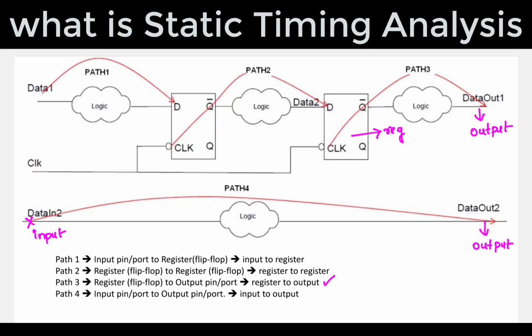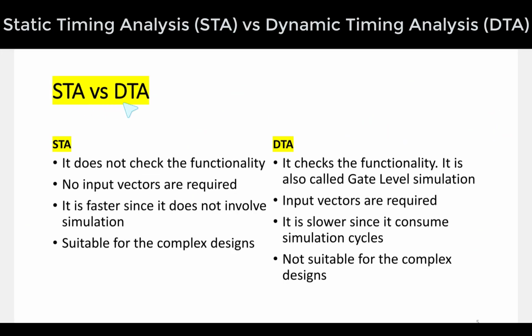So better be clear with these 4 timing paths and try to understand what is meant by start point and end point. So depending upon the path, you try to write what is meant by start point and end point, till you get clarity on what is meant by start point and end point. So once you practice like this, you'll become familiar, so that in the upcoming videos, you'll be understanding very easily. Now let us see what is meant by static timing analysis and dynamic timing analysis.